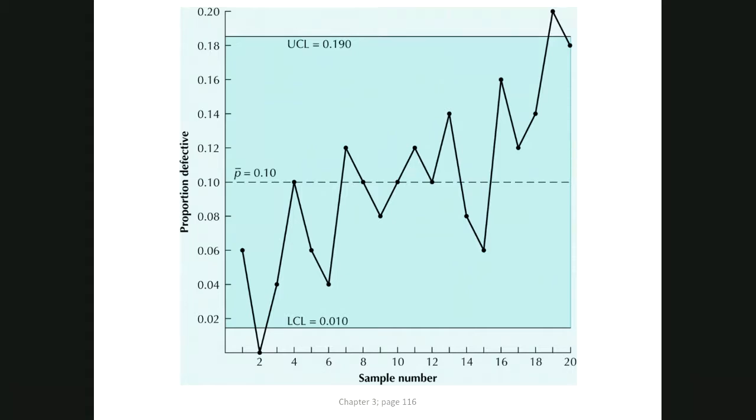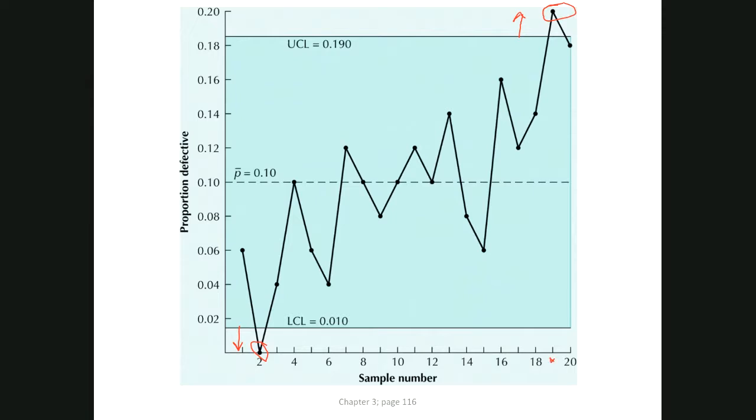Well, in this case, hopefully you've been able to determine that the process is not in control. And there's really three reasons. First of all, you have an observation, observation number 2, that's below the lower control limit. You have an observation over here, number 19, that's above the upper control limit.